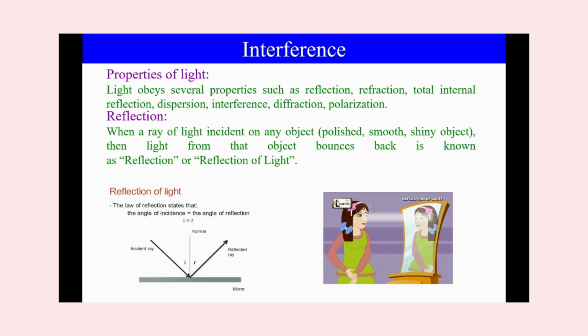Reflection means when a ray of light is incident on any object like a polished surface, smooth surface or shiny object, then the incident light bounces back to the same medium. That is known as reflection. In the case of reflection, it obeys 2 laws. The first law is that the incident ray, reflected ray and normal exist on the same plane. It is the first law of reflection. Coming to the second law, the angle of incidence is always equal to the angle of reflection. An example for reflection is a mirror.